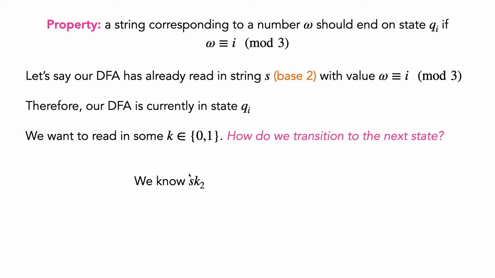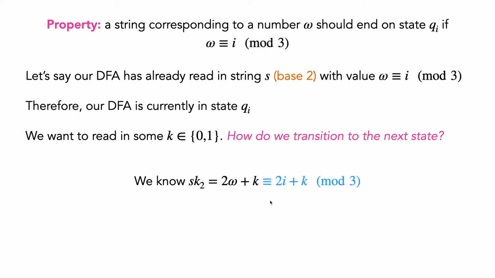So we know that we can concatenate string s with some character k, and that gives us sk. But then we also know that this value omega is transformed by 2 omega plus k, since we're bit shifting s left by 1 and then adding k. The really big brain thing that we have from last slide is that we can do exactly the same thing, not only to omega, but also to our mod, which is i. So 2 omega plus k is congruent to just 2i plus k mod 3.